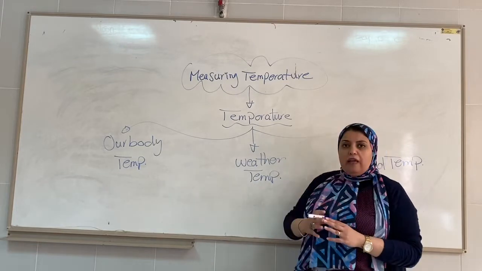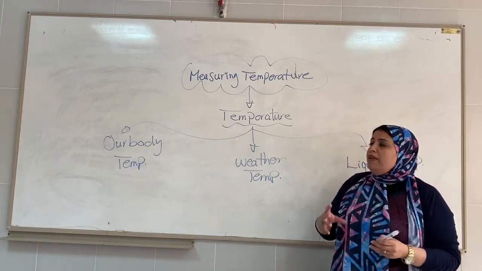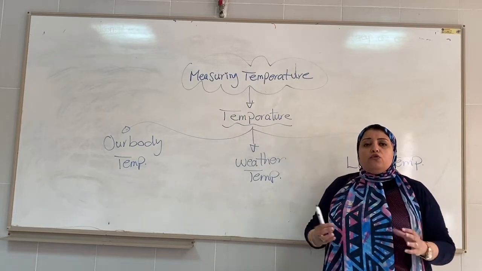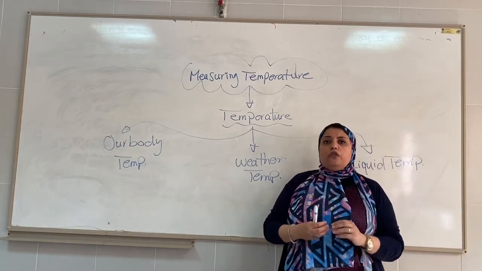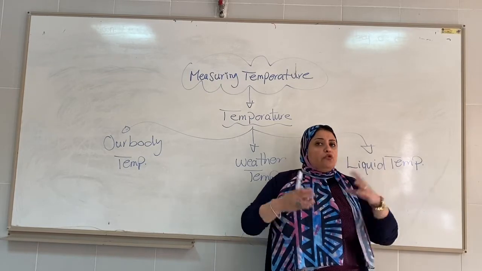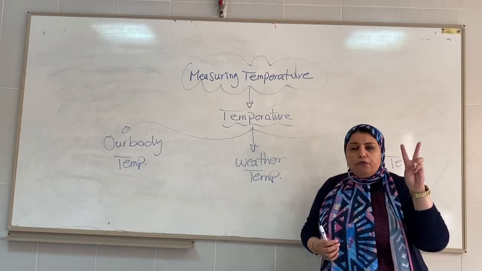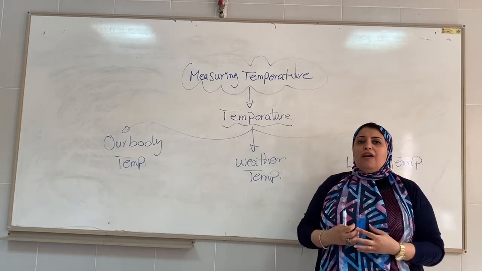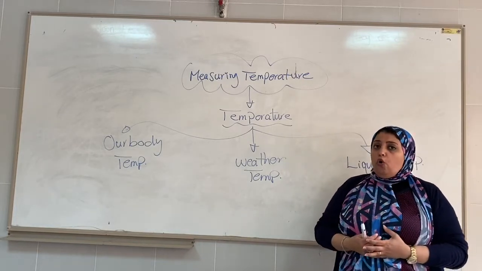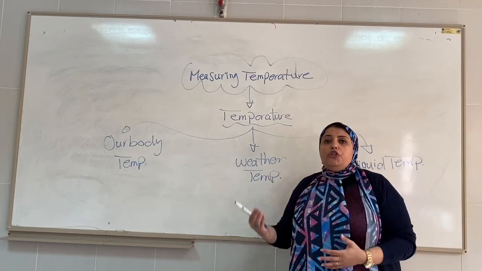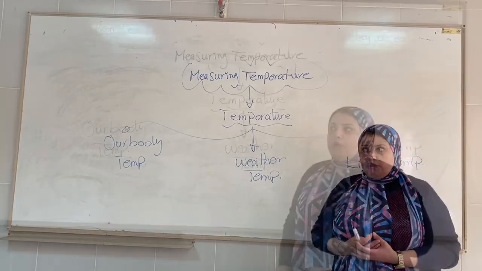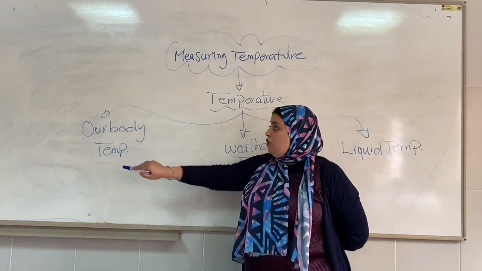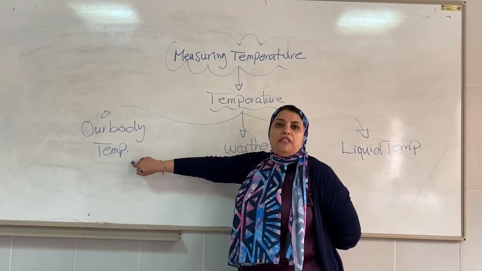That's for the temperature. Now we are going to see how we can measure the different temperatures by using special tools that are called thermometers. We have many types of thermometers and we are going to focus on only two. But before this, why do we sometimes need to measure the temperature? Or in other words, which temperatures do we need to measure? The first temperature and the most important one that we need to measure is our body temperature.